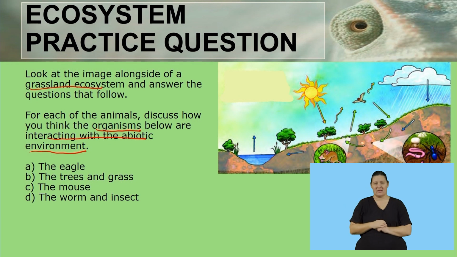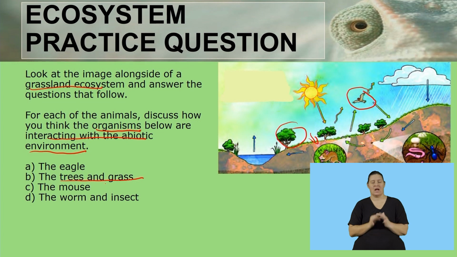Now go to the picture. Let us look at where the eagle is. There is our eagle. So you need to tell me, how is this eagle, which is a living organism, interacting with the abiotic environment? The second one is the trees and the grass. These are the trees and this is our grass. So how are the trees interacting with the abiotic environment? And the third one, we have a mouse. This is our mouse over here. So you are going to again explain how this mouse is interacting with abiotic factors. And lastly, we have our worm and insects over here.